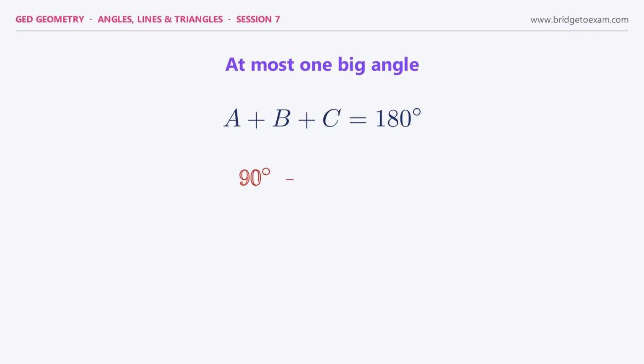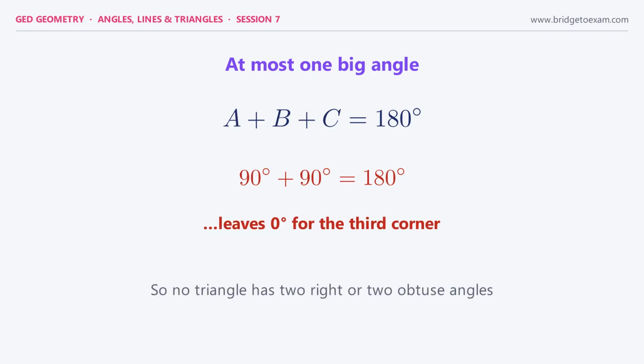Here's an important fact that follows from the angle sum. A triangle's three angles always add up to 180 degrees. So a triangle can have at most one right or obtuse angle. Think about it. Two 90-degree angles would already use up the full 180, leaving nothing for the third corner. So you'll never see a triangle with two right angles or two obtuse angles.